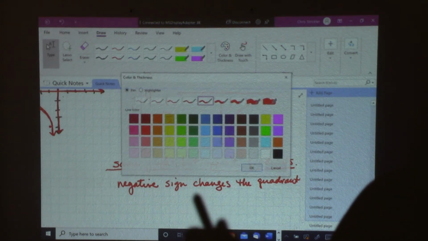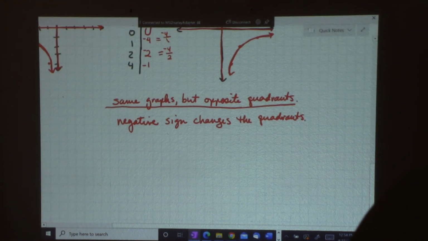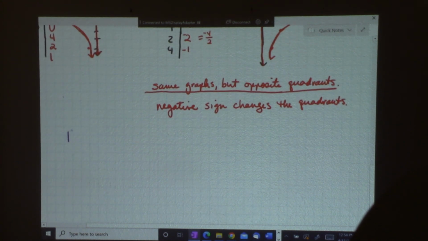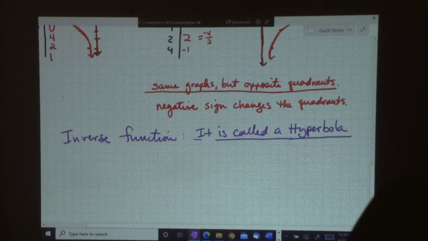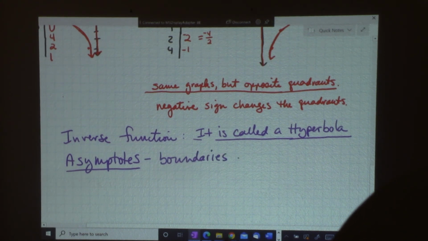Where it says, let's change colors. How about purple this time? Where it says inverse function, I want you to write down that it is called a hyperbola. Okay? You will need to know that word, especially in Algebra 2. And the next word is asymptotes. And that is our fancy word for the boundaries that the equation cannot cross.